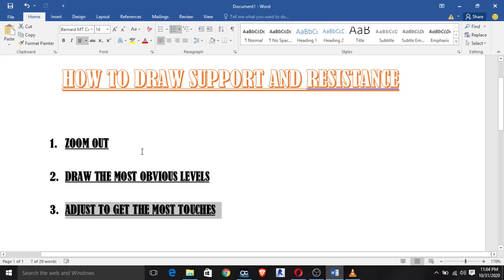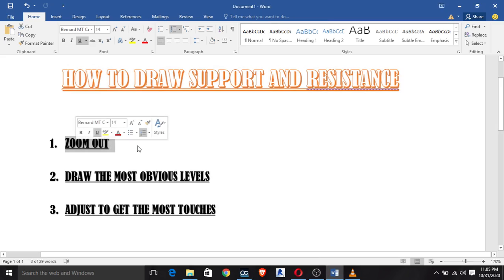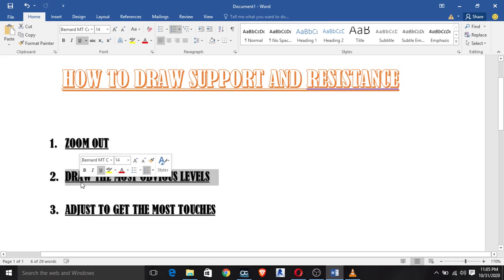So let me recap. How to draw support and resistance. 1, zoom out. 2, draw the most obvious levels. Su ne levels ɗin da kake gani. Duk level ɗin da ka kalla ka fara tambayar zuciyarka, wannan support ne ko resistance, ko kuma wannan strong point ne ko ba strong point ba ne. Saboda in strong point ne, you will not have any doubt, you will directly pick it. Gashi an ce adjust to get the most touches, so za ka yi adjust levels din so that ka samu abin da kake so.